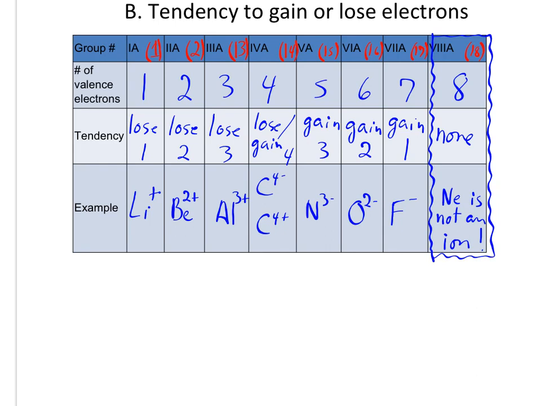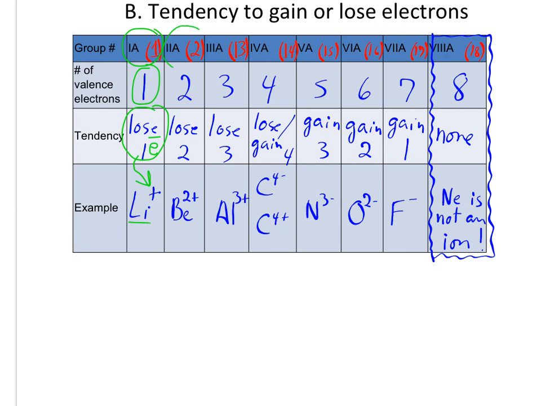So here's the trick, guys. You got to know this one very well, okay? If you are an element in group number 1, so these guys are the alkali metals, you have one valence electron in group 1, so your tendency will be to lose one electron. And what does that do? If you lose one electron, your total charge is now positive 1, like lithium.